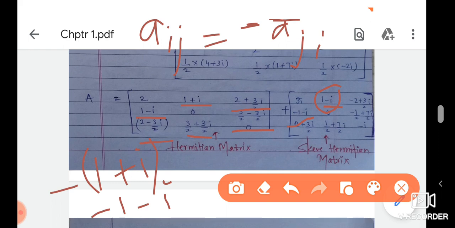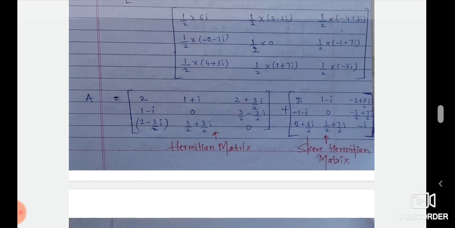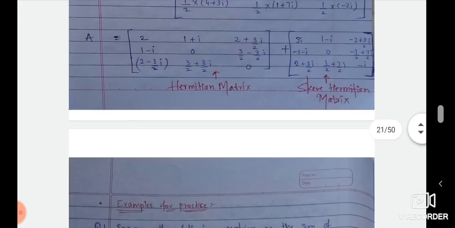Okay, here you are having the same case. See, minus 2 plus 3 by 2i, its conjugate will be what? Minus 2 minus 3i. But if I multiply by minus sign, what you will get? 2 plus 3 by 2i, 3 by 2, sorry. Okay, 2 plus 3 by 2i. So this is a skew Hermitian matrix. So what we got? We have written A as a sum of Hermitian and skew Hermitian matrix.